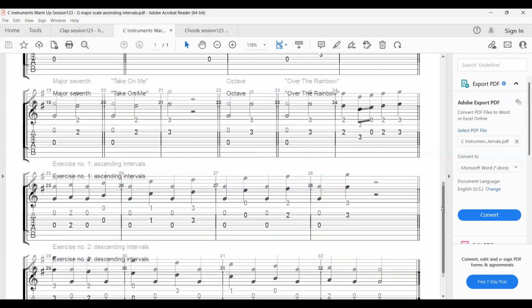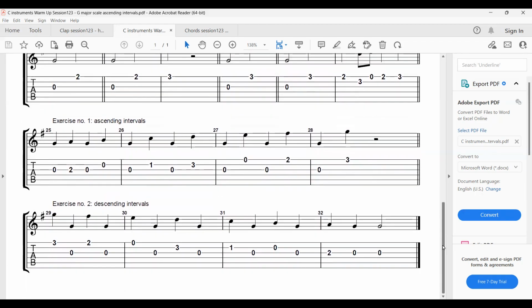Let's move on now to exercise number 1, which is just playing through those intervals, ascending. So we're just going to start on the root note each time, go up, gradually work our way up the scale back to the root note. You'll get the pattern. So I think we'll put the metronome on Andante. Here we go. So exercise number 1, just the 4 bars, just one line.